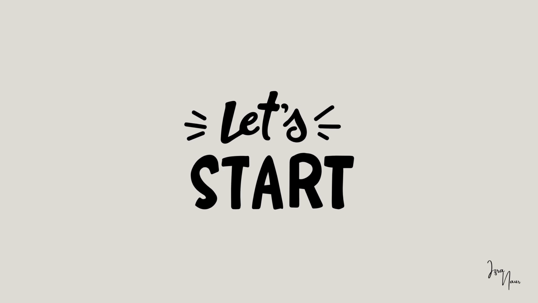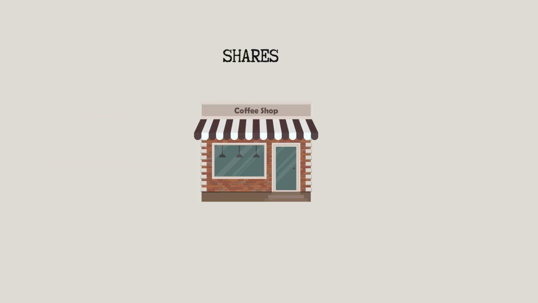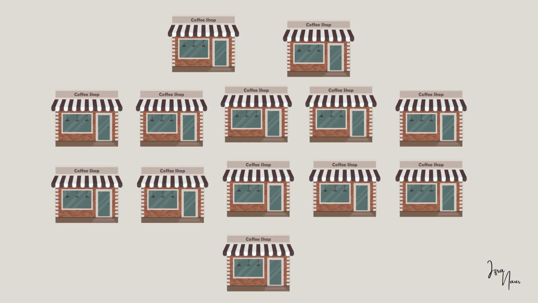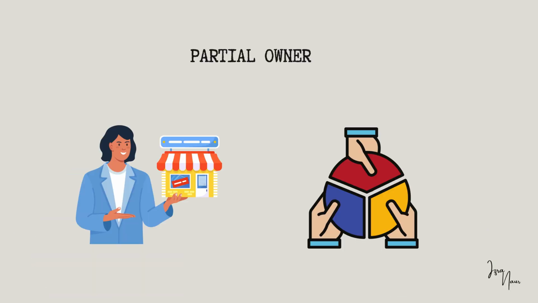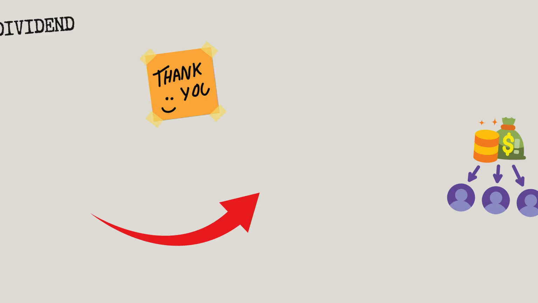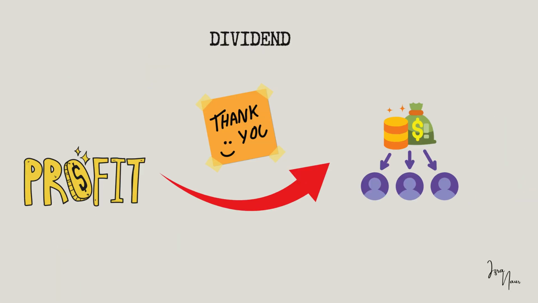Let's start with the basics. Shares. Imagine you own a coffee shop and you want to expand it. To raise money, you sell tiny pieces of ownership in your business to others. These pieces are called shares. When you buy a share of a company, you own a small part of it. And here's the best part, when the company makes profits, it might share some of that profit with you. That's called a dividend.